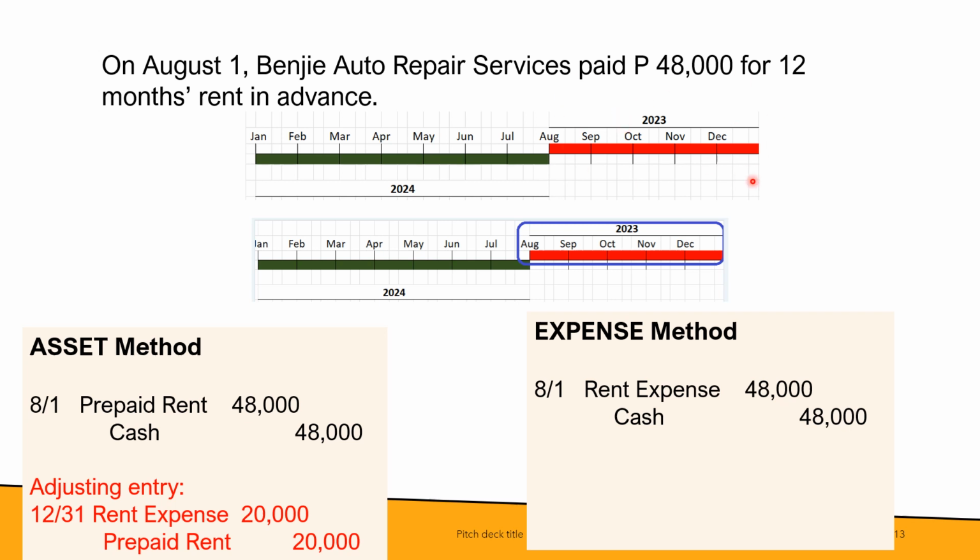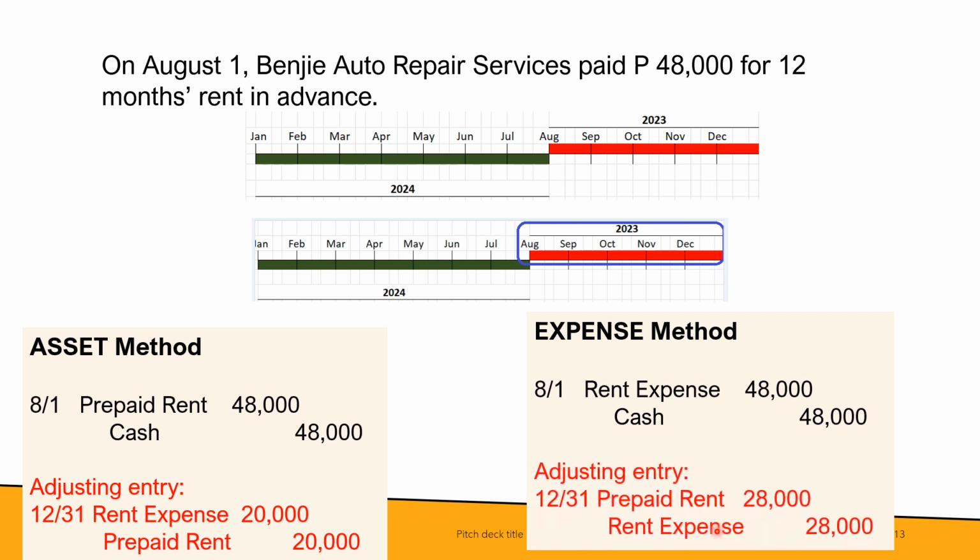So by the way, how much is the monthly rent of Benji? 48,000 divided by 12, so that is 4,000. And since 5 months had already expired, 4,000 times 5 months is 20,000. So credit prepaid rent 20,000. How about under the expense method?